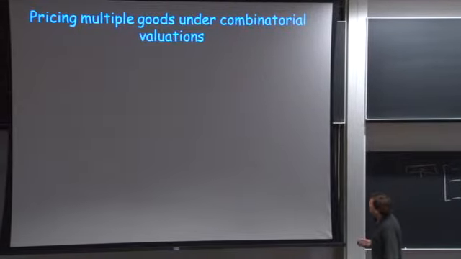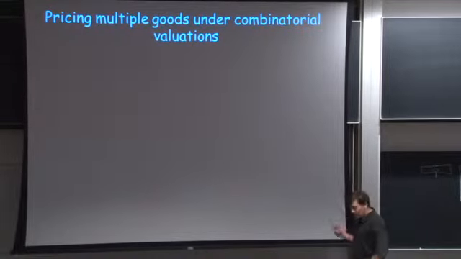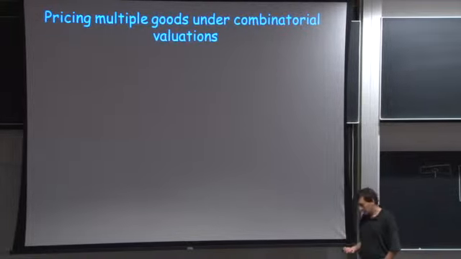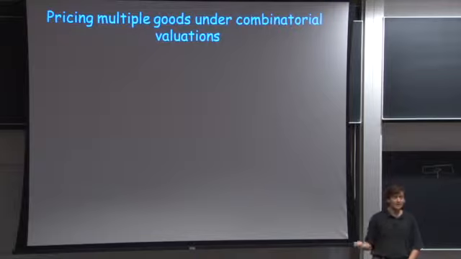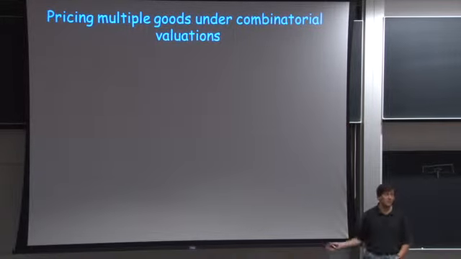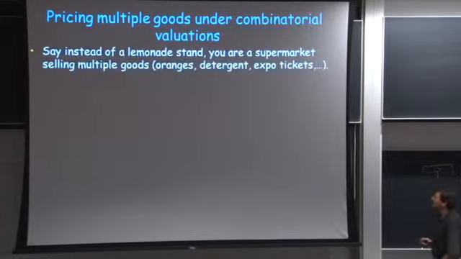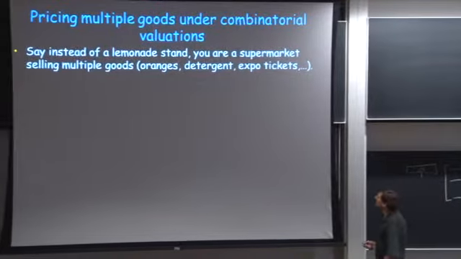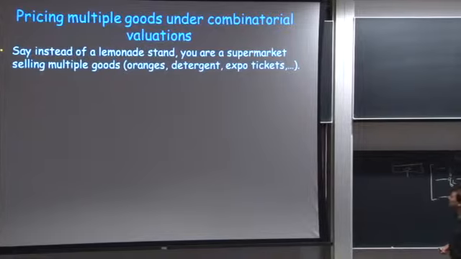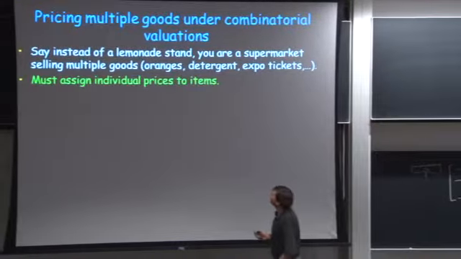There we had one good we were selling, which was lemonade, and we had people coming in one at a time. They each had a valuation on our lemonade, and they might buy it or might not, depending on the price we're charging. As opposed to a typical auction setting, it's not like we have one cup of lemonade. We have lots of lemonade. We can make it for free, or we have maybe some cost to make it that's subtracted out of everything. Okay, so I'm thinking of that kind of a problem. So instead of a lemonade stand, think of a supermarket selling multiple goods, orange detergent, expo tickets, whatever it is.